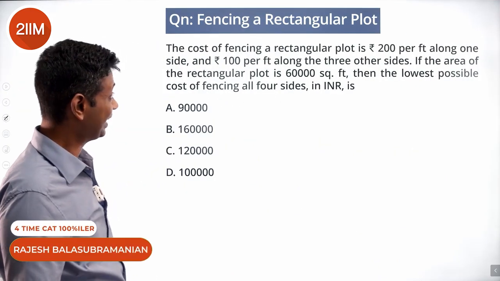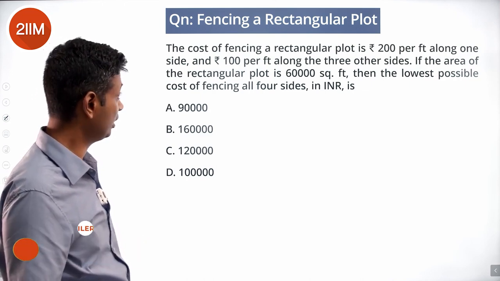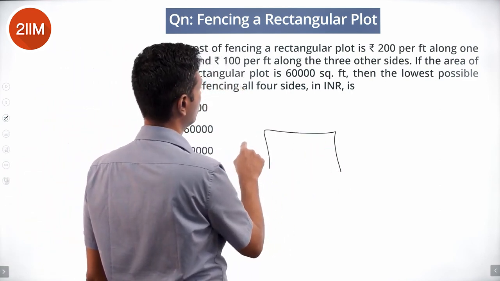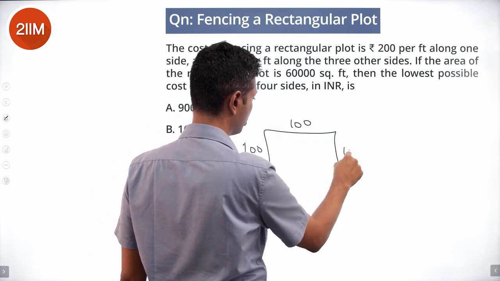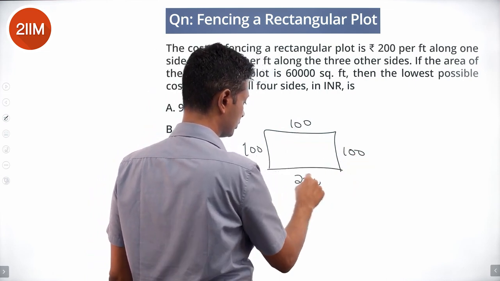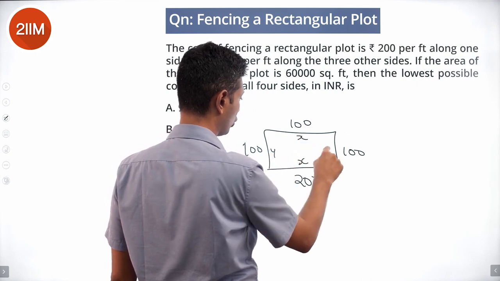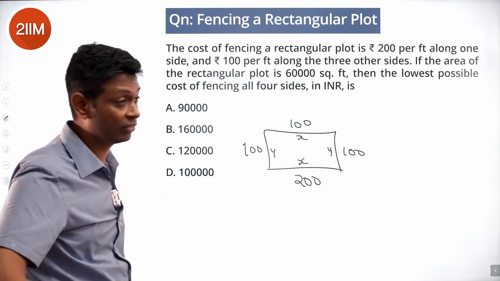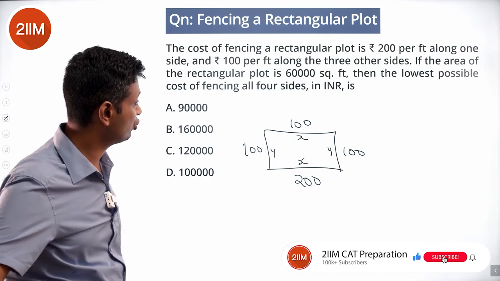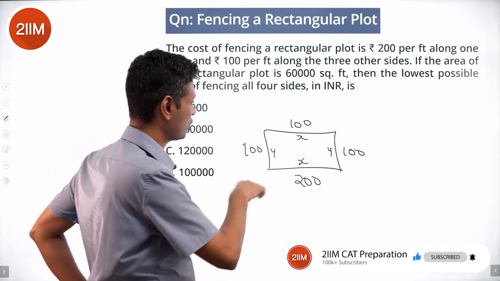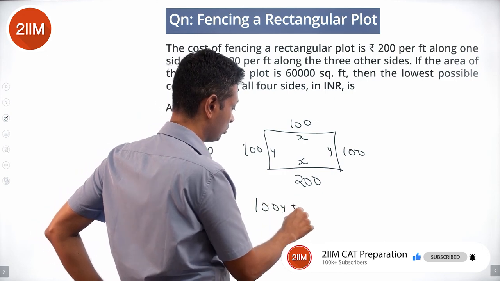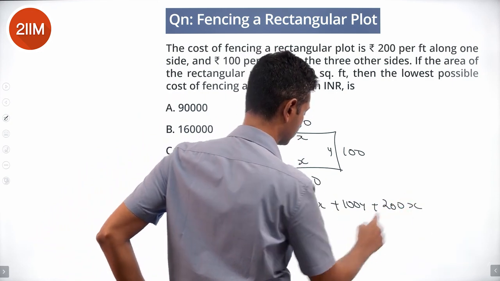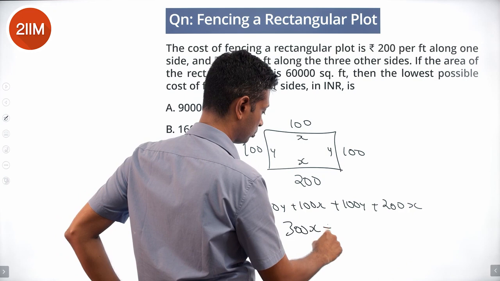The cost of fencing a rectangular plot is 200 per foot along one side and 100 per foot along the other three sides. Let's say this is 100 per foot, 100 per foot, 100 per foot, 200 per foot. Let's say this is X, X, Y, Y. If the area of the rectangular plot is 60,000 square feet, then the lowest possible cost of fencing all four sides in INR. The cost of fencing would be 100Y plus 100X plus 100Y plus 200X. Or this is 300X plus 200Y.